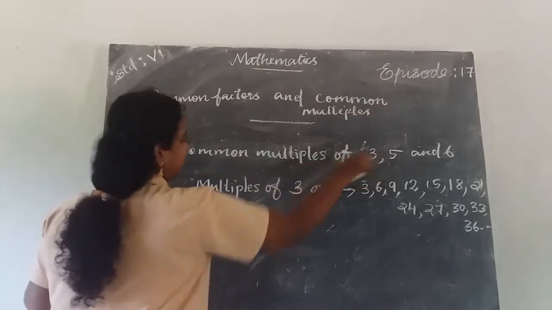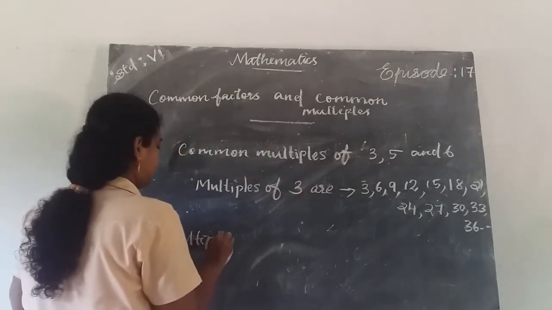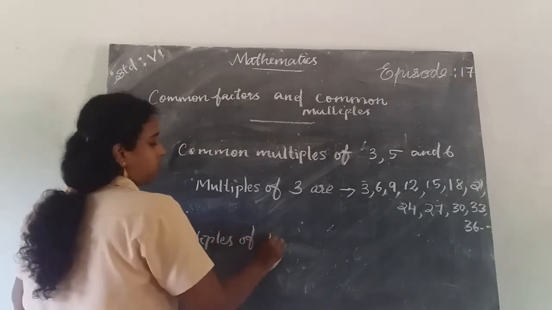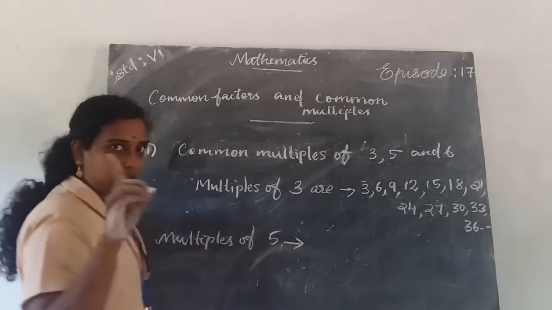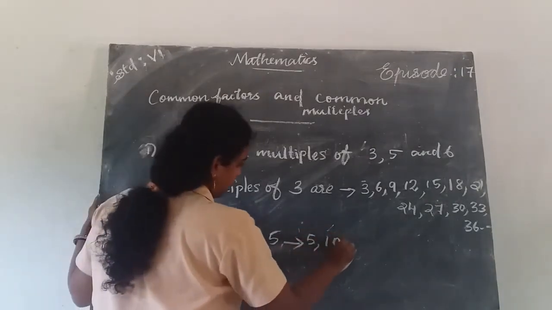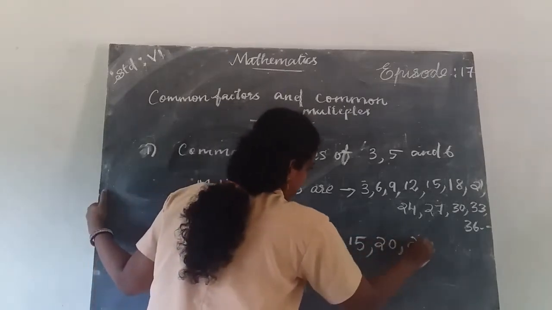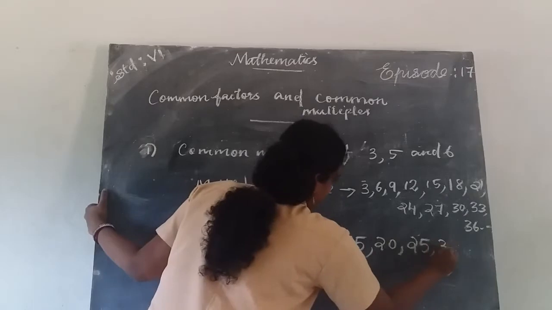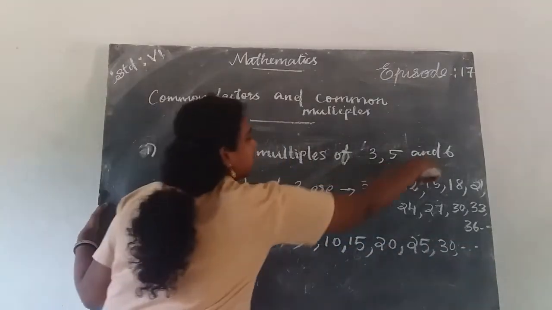Then write the multiples of 5. Okay. So multiples of 5 are 1 5 is 5. Then next 2 5s are 10, 15, 20, 25, 30, etc. And next number is 6.